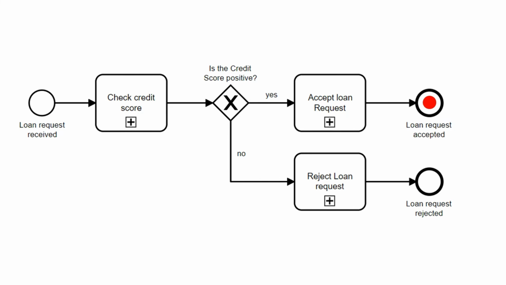For the other case, let's illustrate that with the yellow token. We also check the score, but this time the score is negative. Therefore, we go the other path. Rejecting the request and terminating also this token is the next step here.